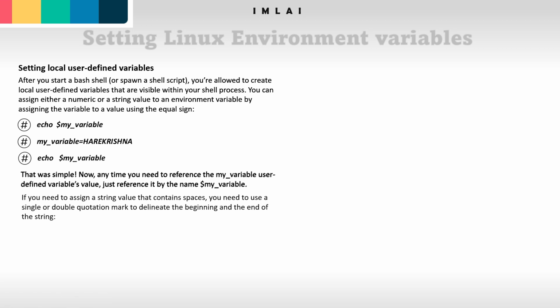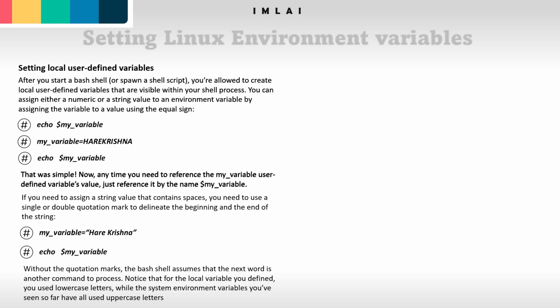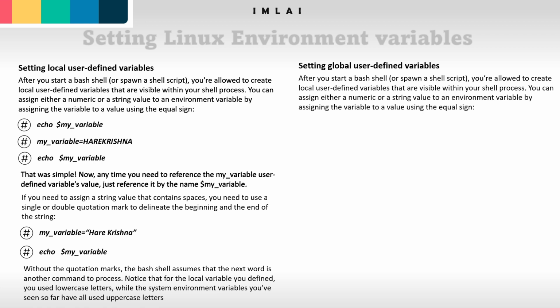So now if you need to assign a string, these are the two examples we have covered in our exercises also. Now let's move on to setting up a global environment variable, a global user defined variable. After you start a bash shell, you are allowed to create local user defined variables that are visible within your shell process. You can use either a numeric or a string value. The procedure remains the same.